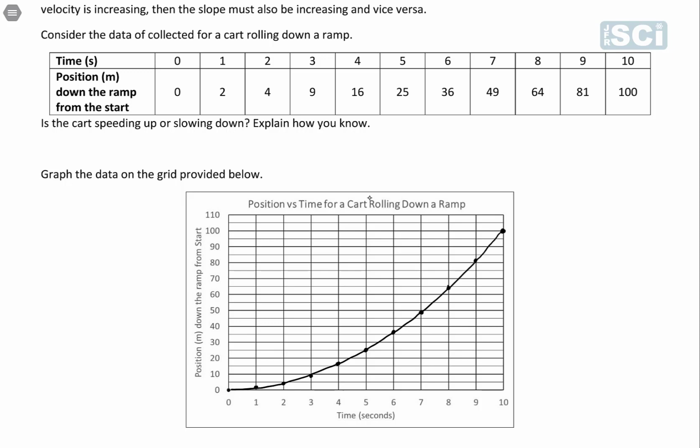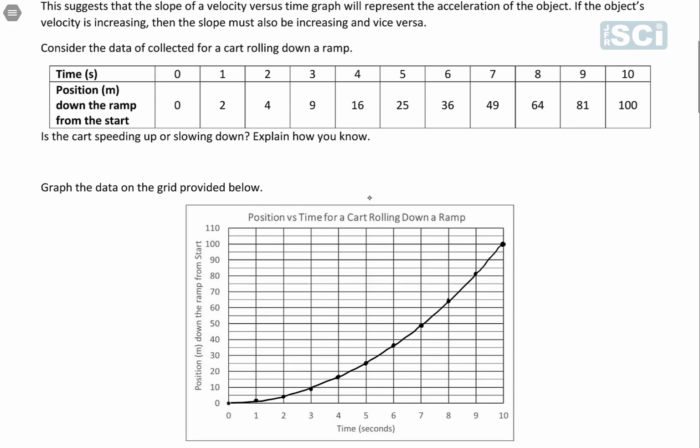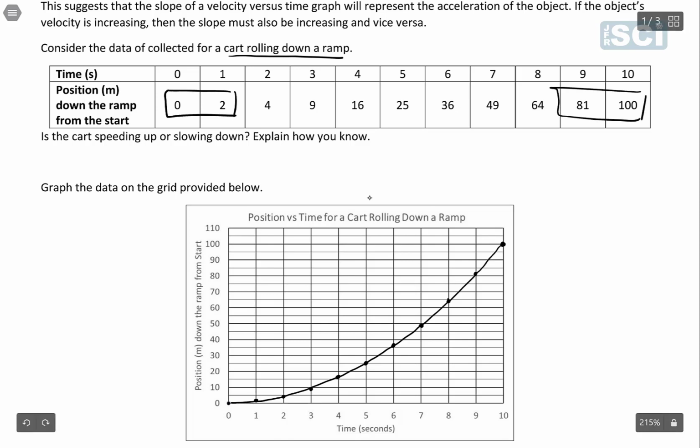Now, how do I know that this object is actually speeding up just from the data? In fact, this is a cart rolling down a ramp. If I look at my data, I know it's accelerating because the gap between adjacent values is getting larger. The gap between these two is 2, whereas the gap between these two is 19. So that's telling me that my object must be speeding up.